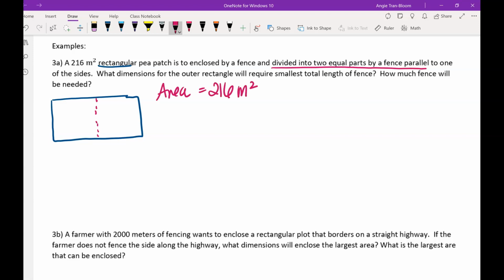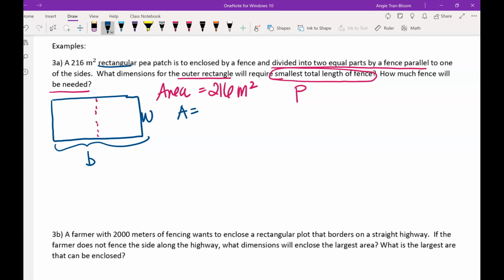Okay, what dimensions for the outer rectangle will be required for the smallest total length of fence? How much fence will be needed? So I'm looking for the smallest fence here. So fence meaning I'm gonna have a perimeter, so I would need to go in and label some things, right? I'm gonna call the base B. I'm gonna call the height, or base and length and width. However, let's do width. Okay.